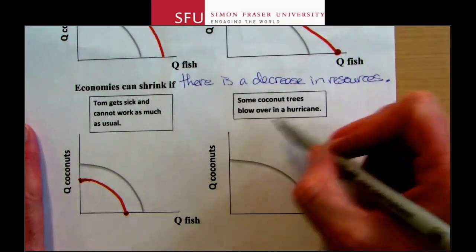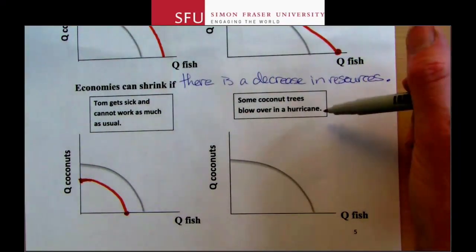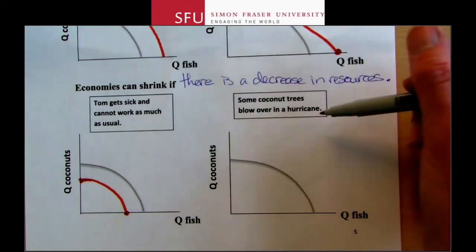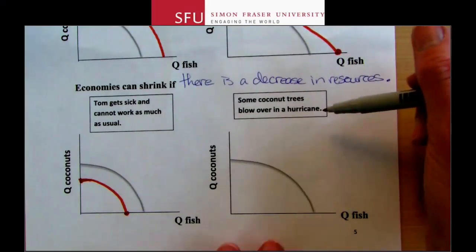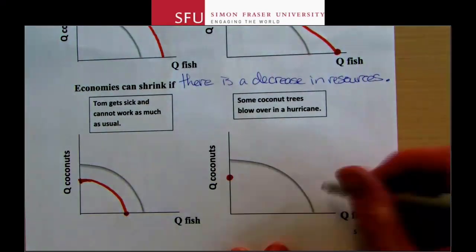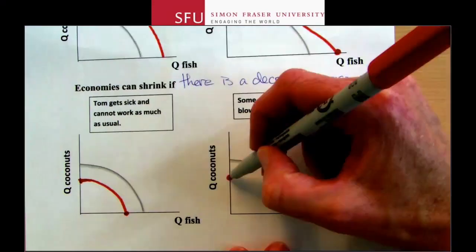Some coconut trees blow over in a hurricane. Okay, now this one you can actually think about it two ways. So maybe in the short term, they would have more coconuts because now they're on the ground and they can reach them easier. But in the long term, obviously then they'll have less coconuts. So we'll draw it thinking in the long term. Okay, so in the long term, they will have less coconuts, but no effect on fish. So this will be a rotation downwards then.